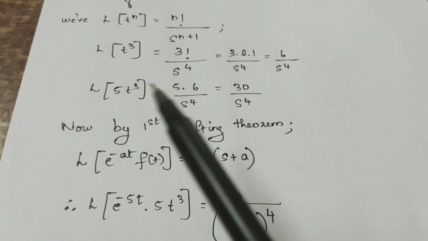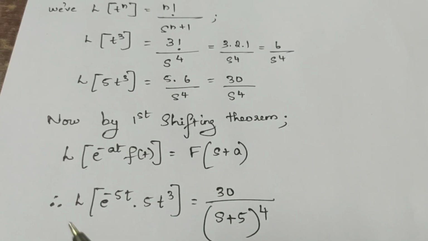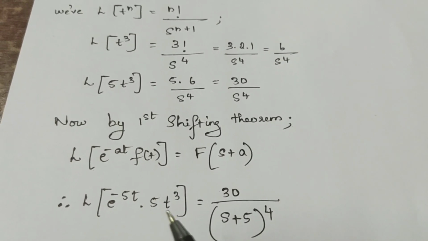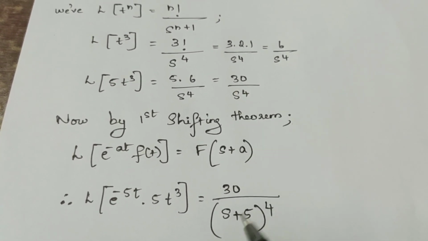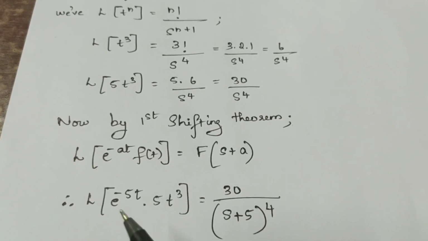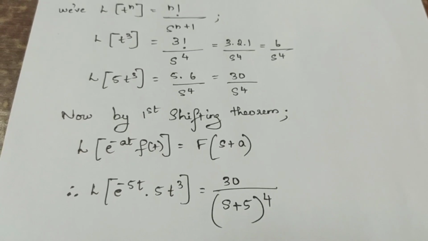We know that Laplace of 5t cube is 30 by s raised to 4. So Laplace of e raised to minus 5t into 5t cube will be 30 by, instead of s, we'll put s plus a. Here a is 5. So 30 by s plus 5 raised to 4.